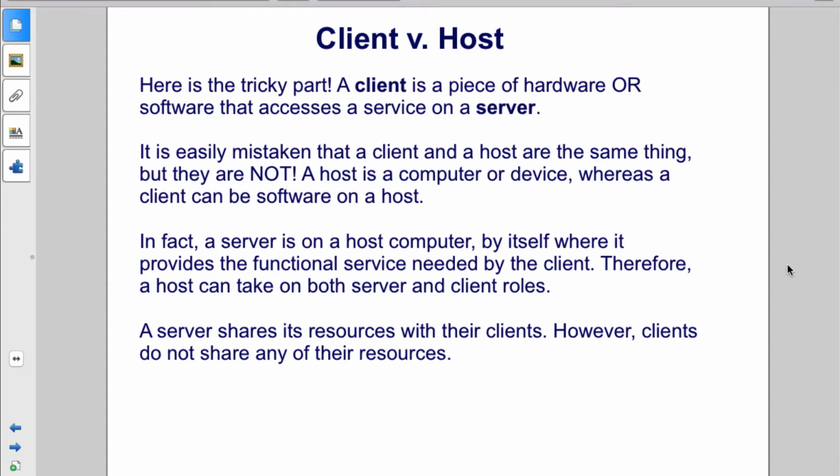A server shares its resources with their clients. However, clients do not share any of their resources.